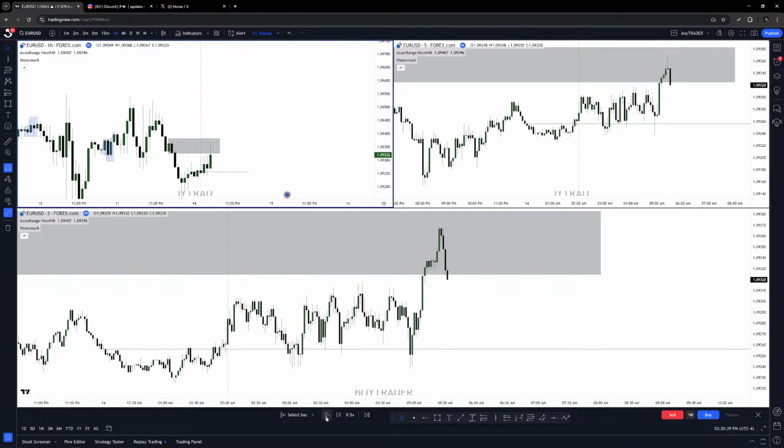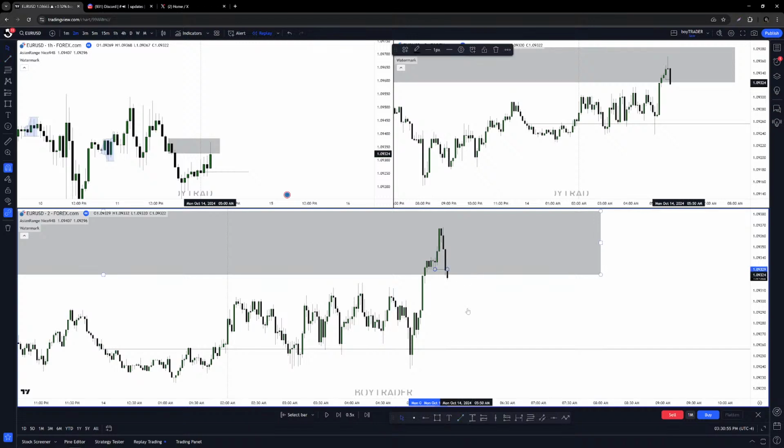Then as you can see on the 2 minutes chart, there is a swing low there, so we can classify this swing low as a shift in market structure to the downside. All right, make it a bit bigger.